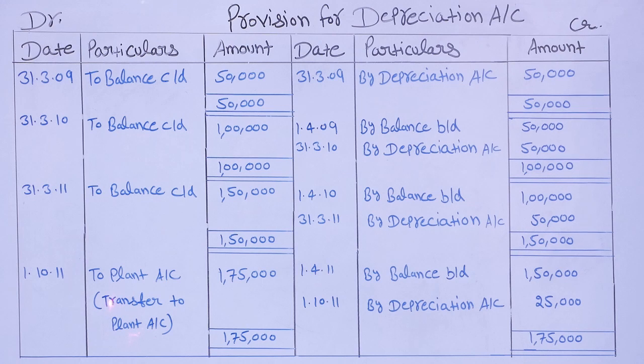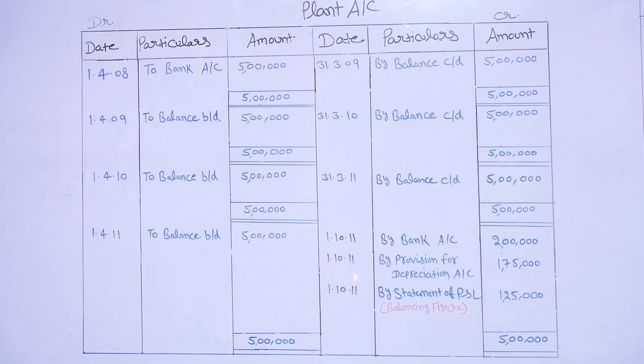We have earlier read that when an asset is sold or discarded, the total amount of accumulated depreciation for the asset is transferred to the credit side of the assets account, and the entry will be provision for depreciation or accumulated depreciation account debit to assets account. So this 1,75,000 balance will be transferred on 1st October 2011 by provision for depreciation account 1,75,000. 1st October 2011, by statement of profit and loss account 1,25,000. This balance will be the balancing figure.